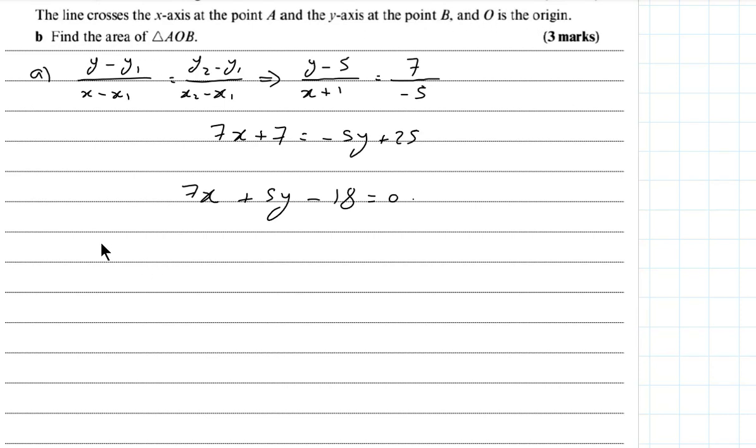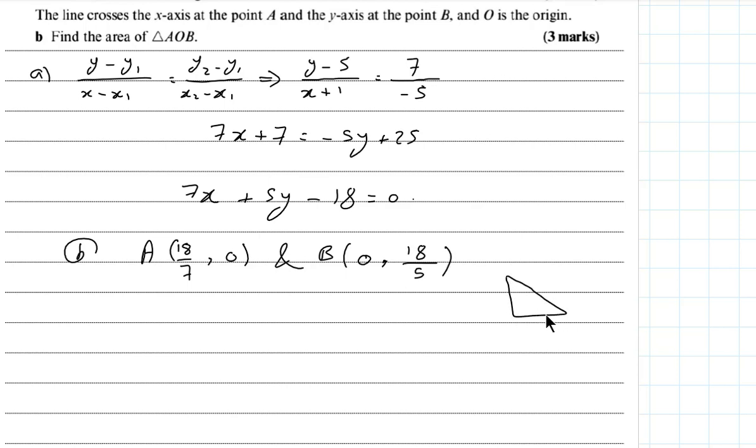The line crosses the x-axis at point A and the y-axis at the point B and with the origin. Find the area of triangle AOB. Very good. We should get the coordinates of A. A is what? The point of intersection with x-axis, so y should be 0. If we put y equals 0 here, then 7x equals 18, which means that x equals positive 18 over 7. And for point B, B is the point of intersection with y-axis, which means that x is 0. If we put x equals 0, in this case 5y equals 18, which means that y equals 18 over 5.